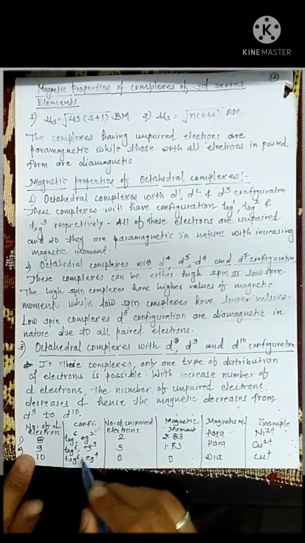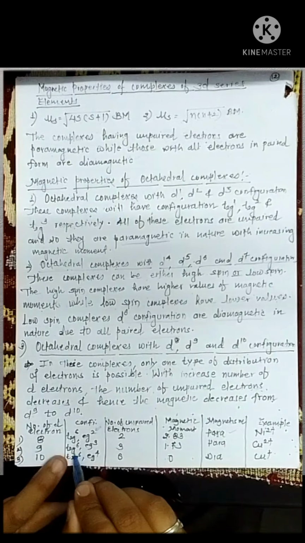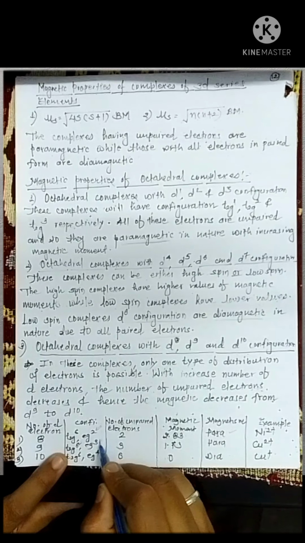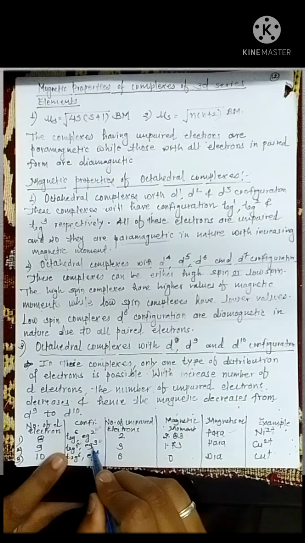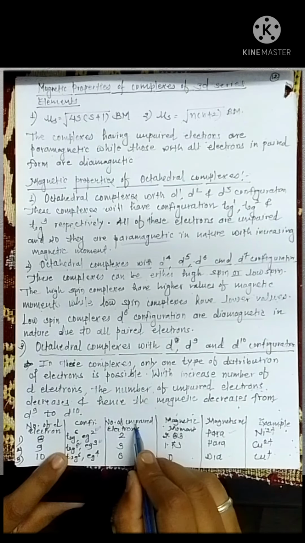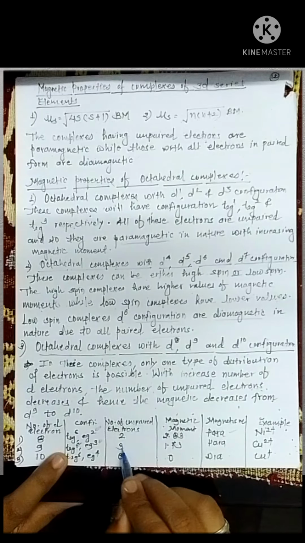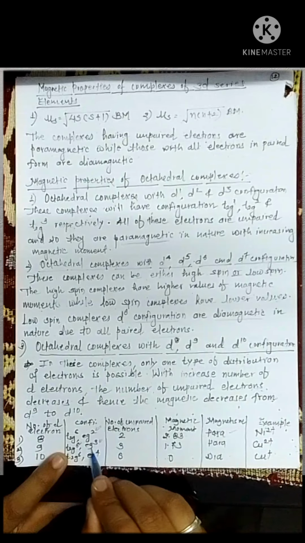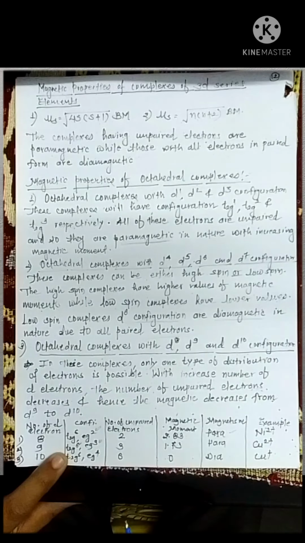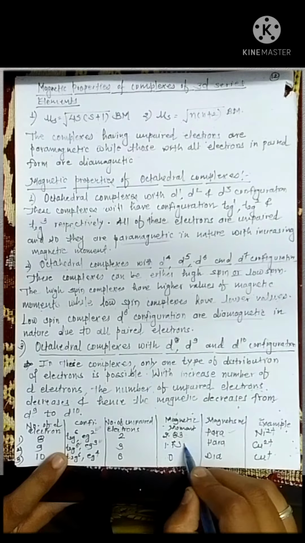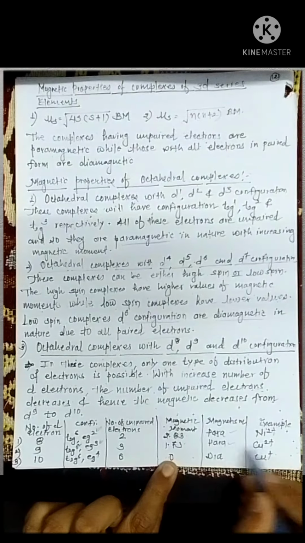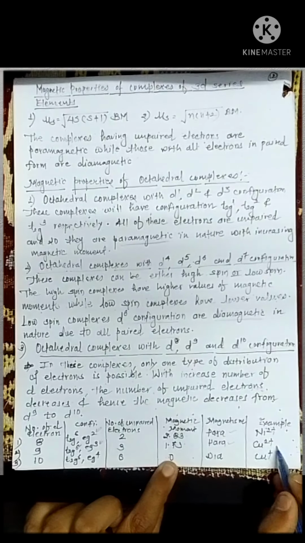In d9 configuration, we see t2g6, where these 6 electrons are paired, and eg3, in which 2 electrons form one pair and one electron is unpaired. So the number of electrons is 3, but in the magnetic moment we see that there is one pairing present in the eg set of orbitals. So the unpaired electron is only one, that's why the magnetic moment value is about 1.73. It is also paramagnetic, and the best example is copper 2+.